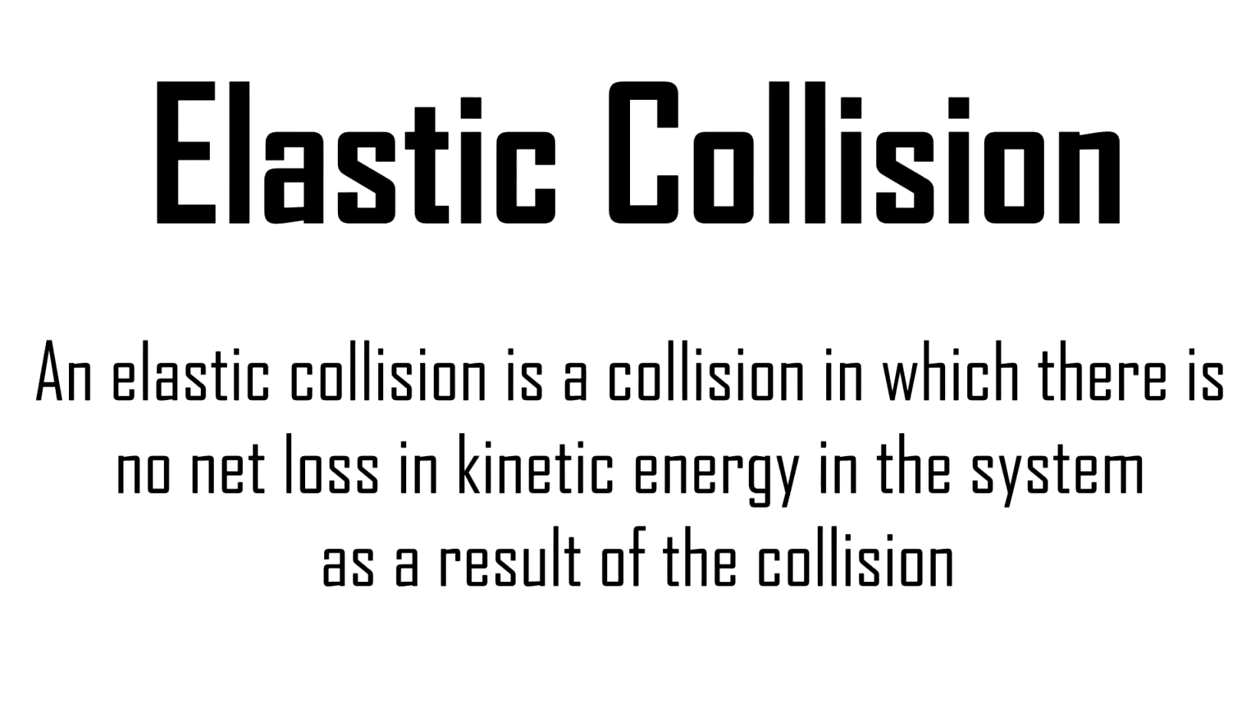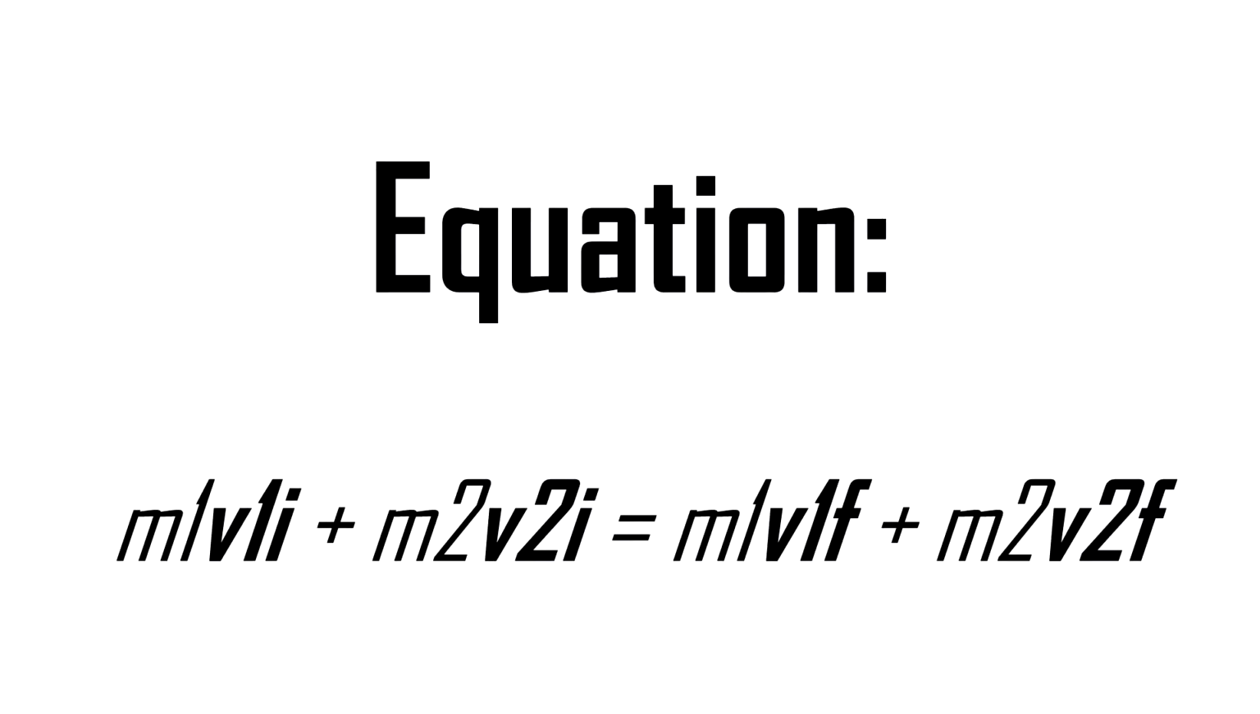Elastic collision is a collision in which there is no net loss of kinetic energy in the system as a result of the collision. It is represented by the equation mass 1 times velocity initial 1 plus mass 2 times velocity initial 2 equals mass 1 times velocity final 1 plus mass 2 times velocity final 2.